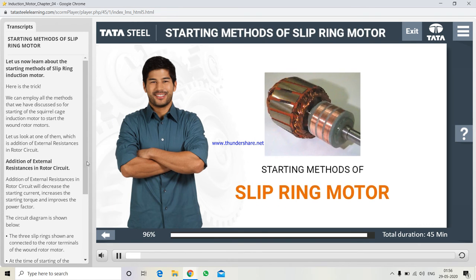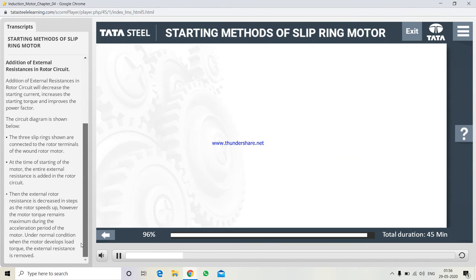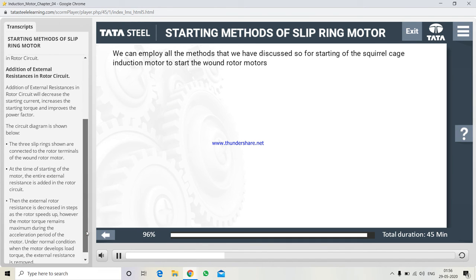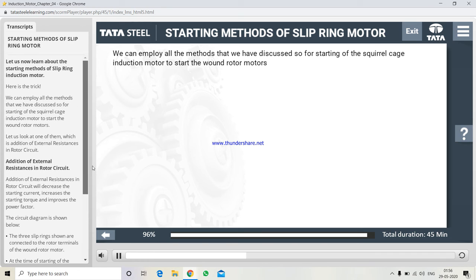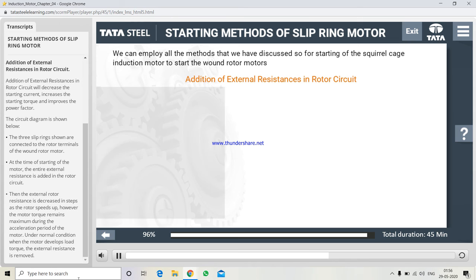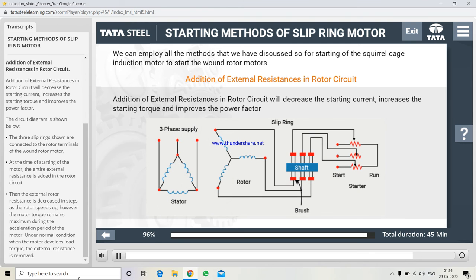Let us now learn about the starting methods of slip ring induction motor. Here is the trick. We can employ all the methods that we have discussed so far for starting of the squirrel cage induction motor to start the wound rotor motors. Let us look at one of them, which is addition of external resistances in rotor circuit. Addition of external resistances in rotor circuit will decrease the starting current, increase the starting torque, and improve the power factor. The circuit diagram is shown below.